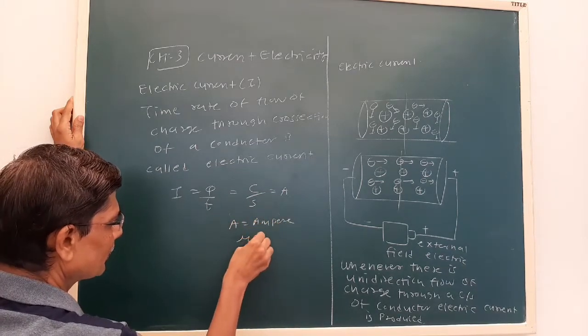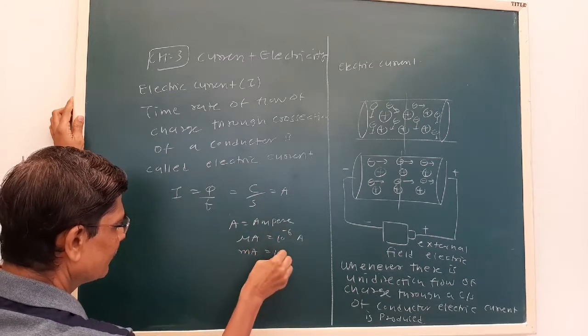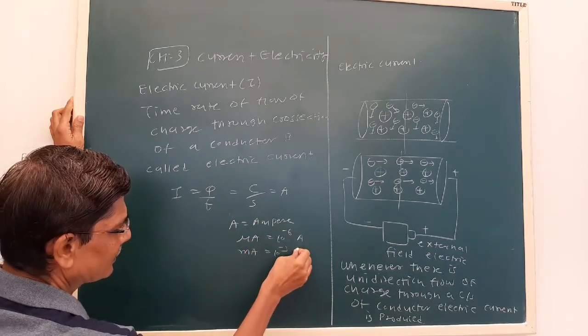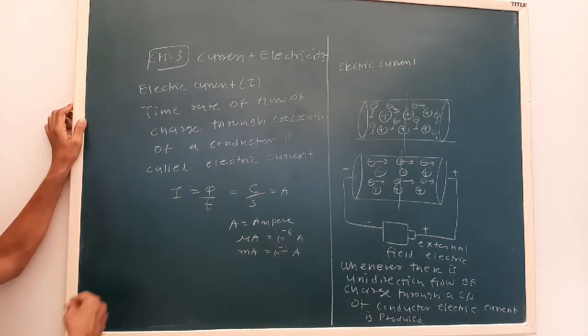Now for smaller currents, microampere is 10 to the power minus 6 ampere and milliampere is 10 to the power minus 3 ampere. Now this is the value of the current.